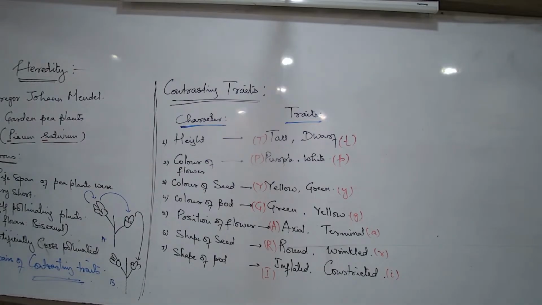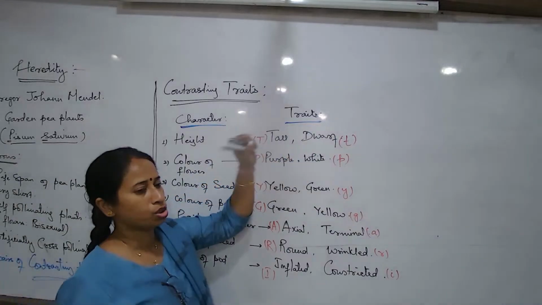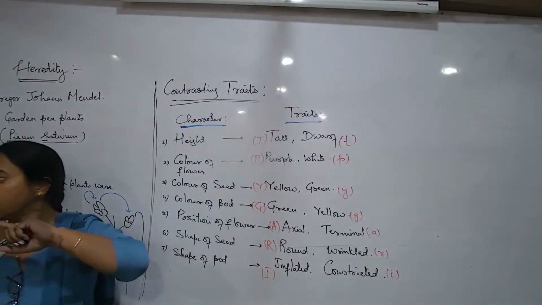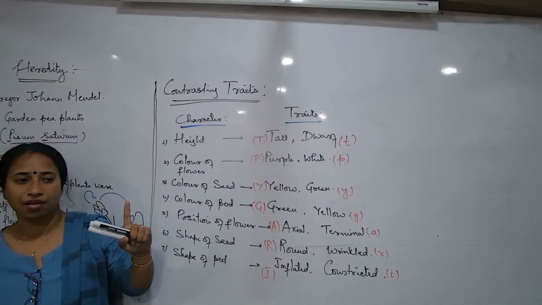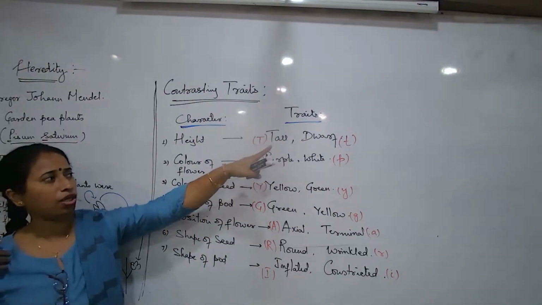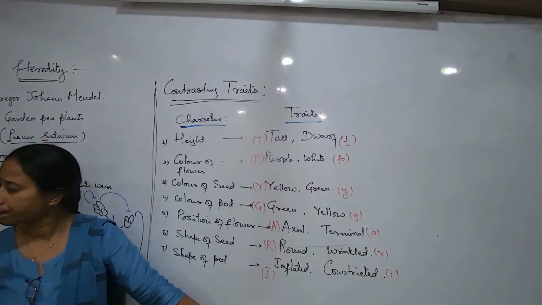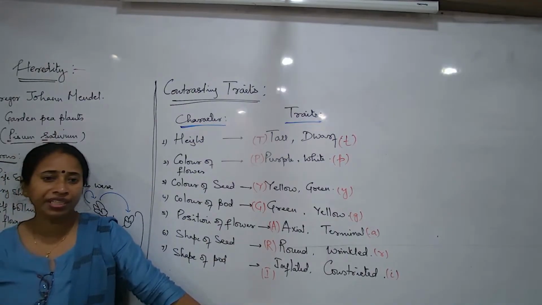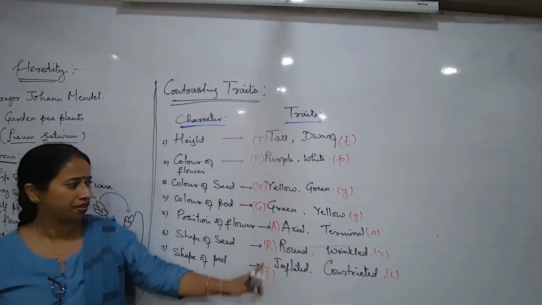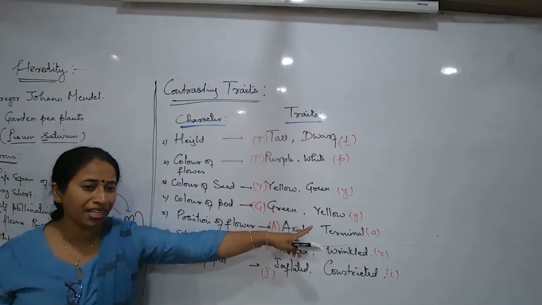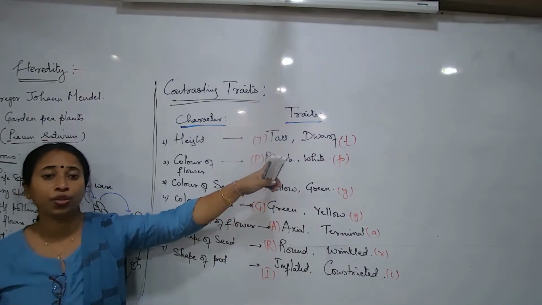Now we have written some with capital letters and some with small letters. Can you tell me why? Just in the previous section we had written capital B, capital B, small b. So if capital T is written and here small t is written, what do you understand by that? They both are in the same category of character. Contrasting. Tallness is dominant and dwarfness is recessive. Green is dominant, yellow is recessive. Purple is dominant, white is recessive.